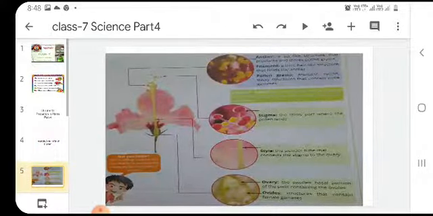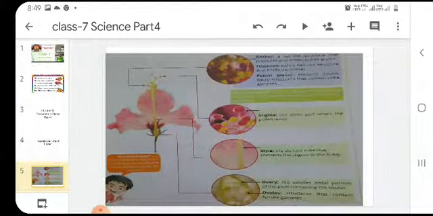Now, I will show you a picture. Zoom it on your screen and see what an anther is. It is a flower of a hibiscus. So, what is an anther? It is a sac-like structure that produces and stores pollen grains. And what is a filament? It is a thin, hair-like structure that holds the anther.